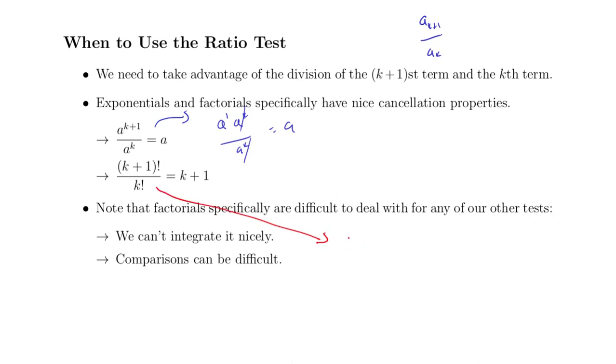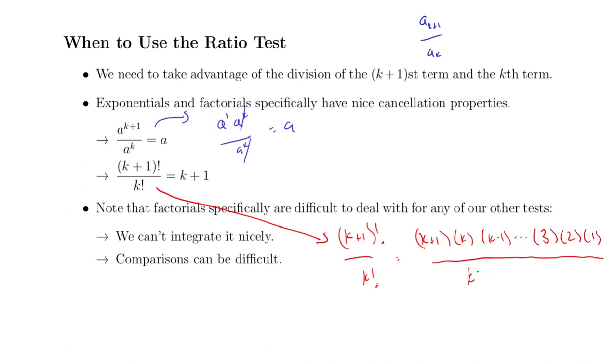Factorials work out really nicely too, because for a factorial, k plus 1 factorial over k factorial, we've seen this a little bit before. But let me write this out. This is k plus 1 times k times k minus 1 times over and over again until we get to 3 times 2 times 1. And in the denominator, k factorial is just k times k minus 1 times all those values down to 3 times 2 times 1. And so hopefully we can see that all these things cancel out in the numerator and denominator, and we're just left with this k plus 1 here.